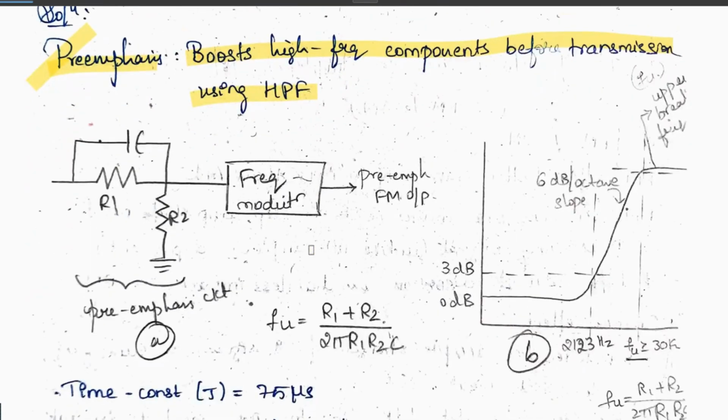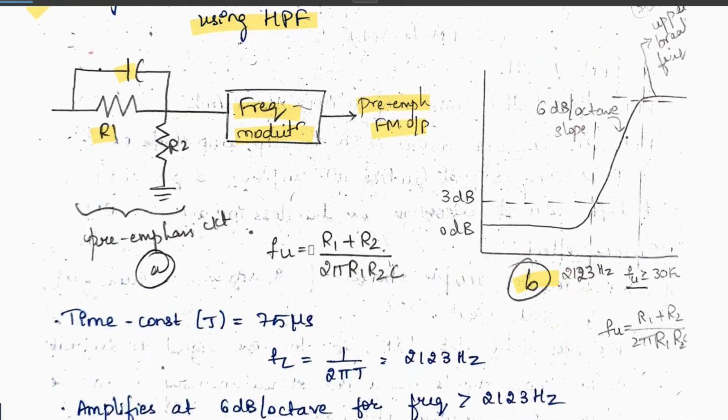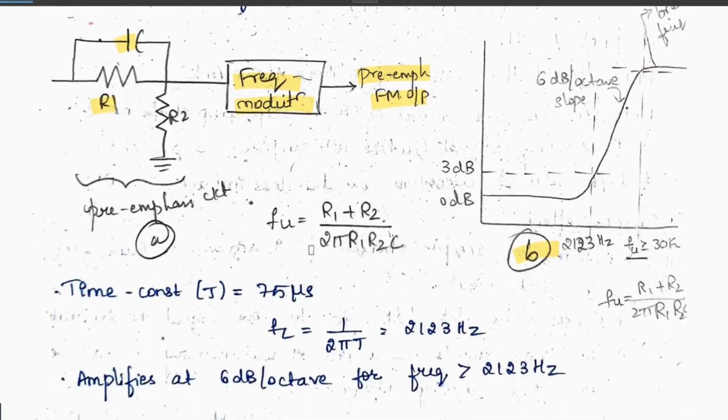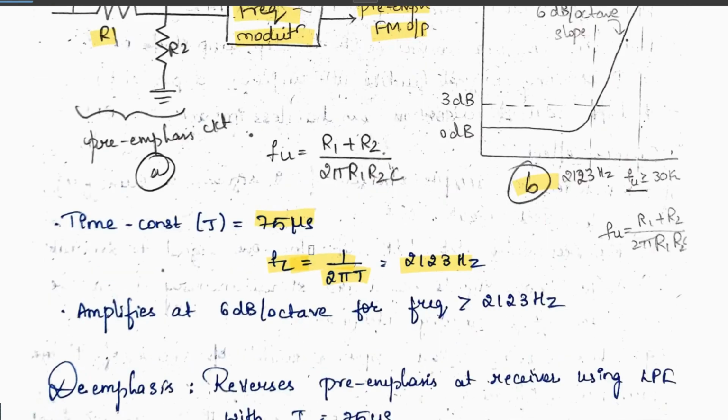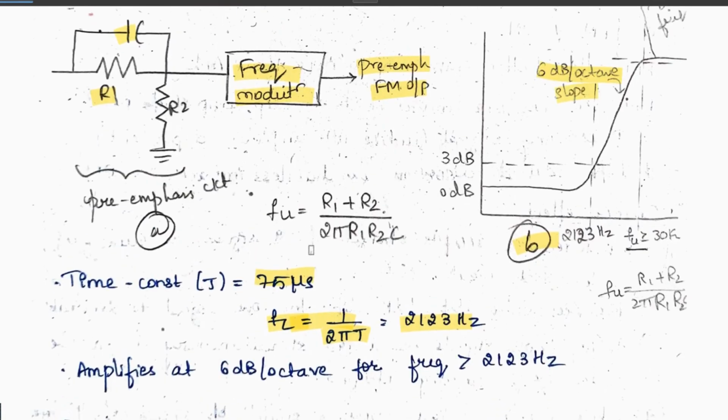This is a circuit where we have the high pass filter. R and C are present. We have the frequency modulator, and hence we get the pre-emphasized FM output. For that, this is the graph or slope you can observe. This is the time constant. Let us consider it is 75 µs. So f_c will be 1 by 2 pi tau. On substituting we get 2123 hertz. It amplifies at 6 decibels per octave for frequencies greater than this 2123 hertz.